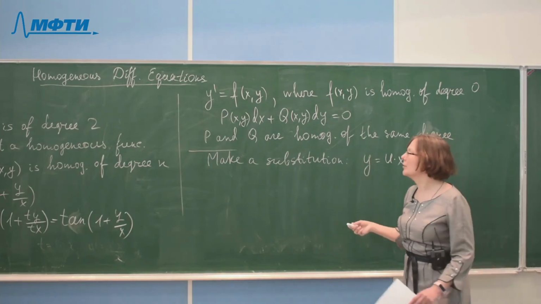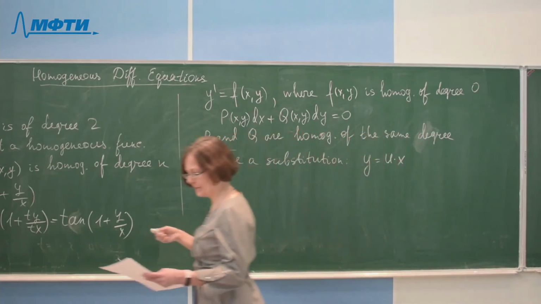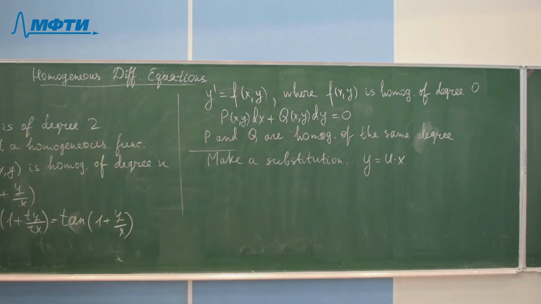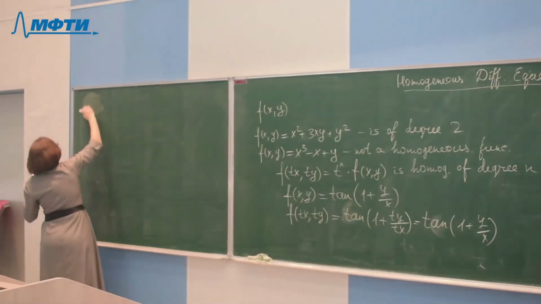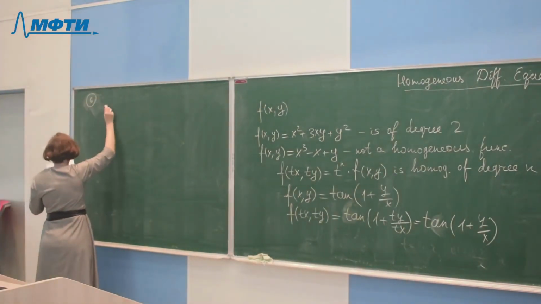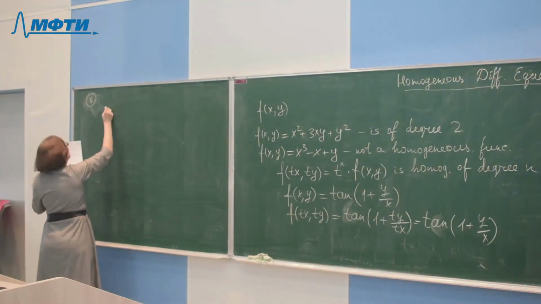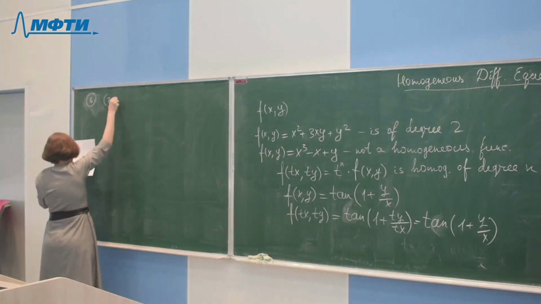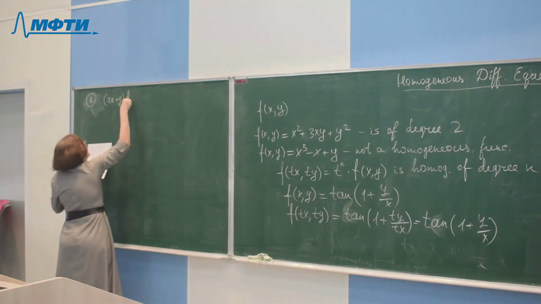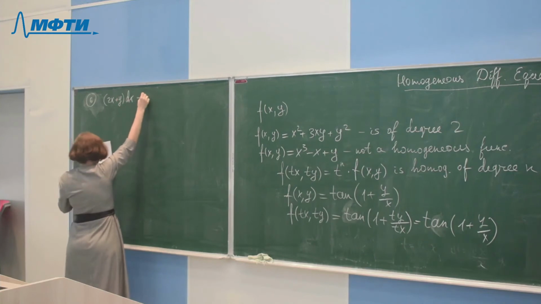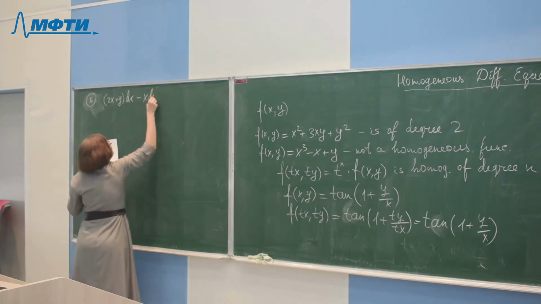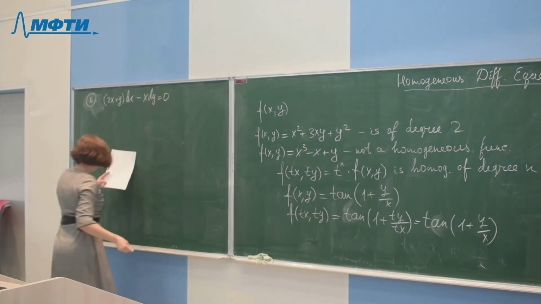So now I will show you an example. Let's move to that part. The next one is task number 6. Let's solve the following differential equation: (2x plus y) dx minus x dy equals 0.